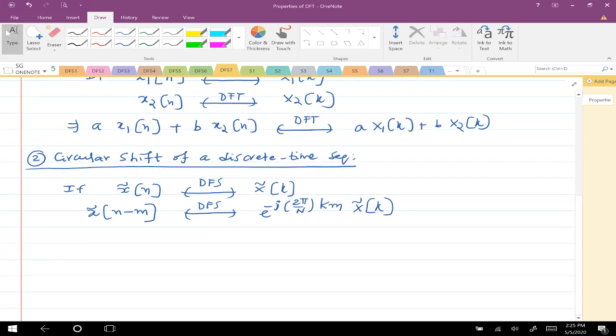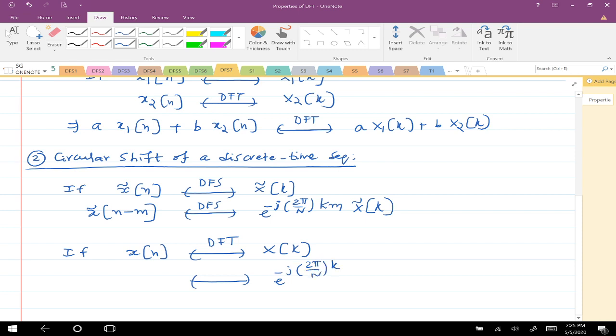If you recollect the way we made the shifting, you could do... Now what we want to take a look at here is, suppose x of n has the DFT given as capital X of k, and suppose here I have similar stuff, e to the power 2 pi by n times k times m, times X of k. Let me call this x1 of n. So what is that value is the question.